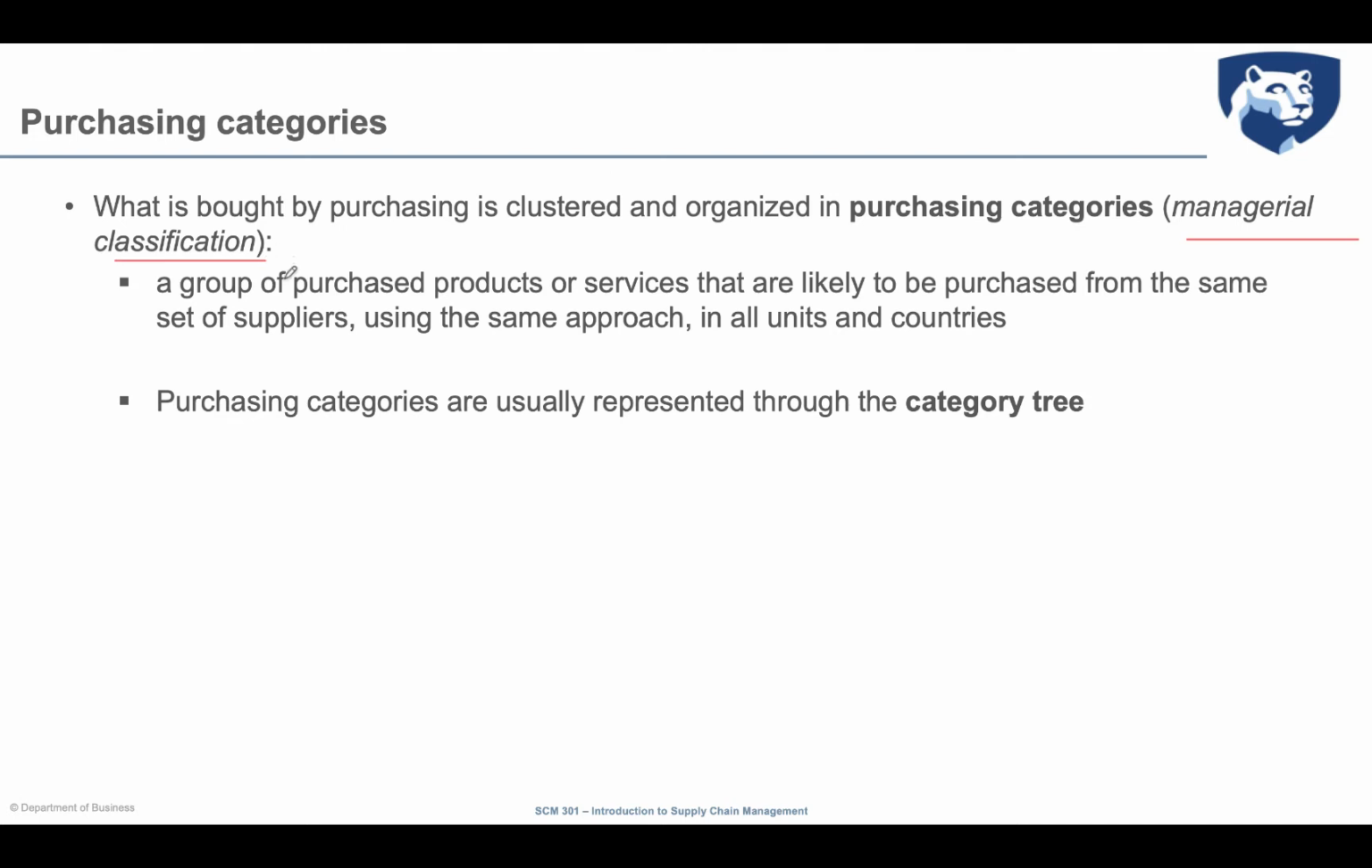A purchasing category is a group of purchased products or services that are likely to be purchased from the same set of suppliers using the same approach in all units and countries. So they have a homogeneity in terms of type of supplier and type of approach used. And if you recall what we saw about the sourcing strategy, this means using the same sourcing strategy in all units and countries. And the whole list of the purchasing categories is called category tree.